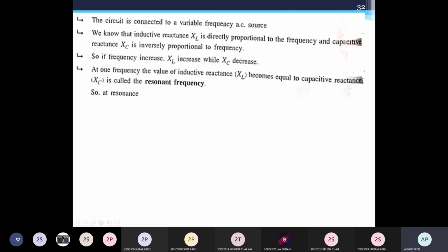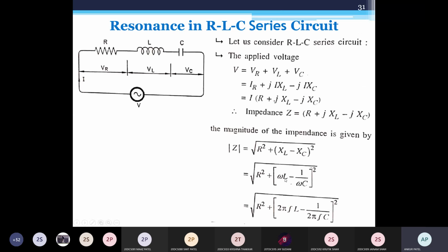Now the circuit is connected to the variable frequency AC source. We know that inductive reactance is directly proportional to the frequency, and capacitive reactance is inversely proportional to the frequency. According to these equations, XL is equal to omega L is equal to 2 pi FL, whereas XC is equal to 1 upon omega C is equal to 1 upon 2 pi FC. So XL is proportional to the frequency, whereas XC is inversely proportional to the frequency. Here we are changing the frequency, so there is a change in XL or XC.